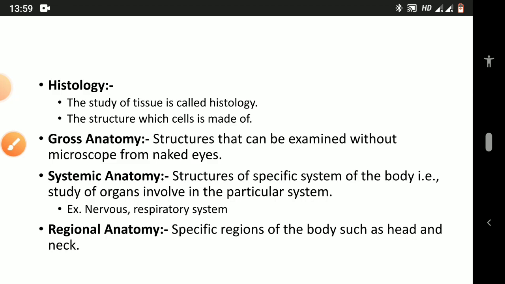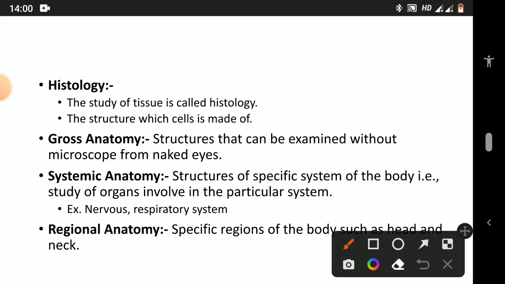Many cells come together to form a tissue. Gross anatomy, as I said earlier, is the study of structures that can be examined without a microscope, that means with the naked eye. In gross anatomy, we study the structures that are visible through our naked eyes. Next one is systemic anatomy. It is the study of the organs involved within a particular system of the body. There are 11 systems of the human body. How many systems? 11 systems.